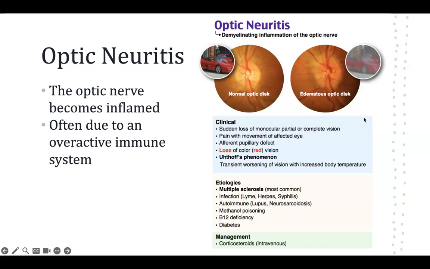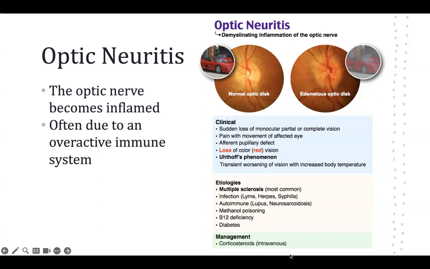Usually it's due to an overactive immune system, where the individual basically has sudden loss of vision. It can also cause pain and movement of the affected eye. And so it's something definitely to have your client look into if they're starting to notice this blurred vision that happens quickly, and they don't know why it happened. It just happens quickly. Then they should go to see the doctor.